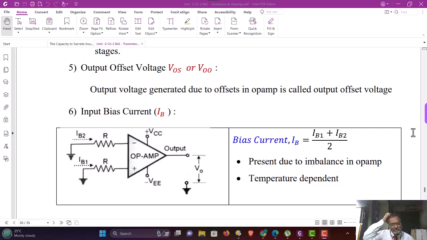The sixth parameter is input bias current. The current flowing through the input terminal is called bias current. Since there are two input terminals, there are two input DC currents flowing through the op-amp when both the inputs are grounded. IB1 is flowing through the non-inverting terminal, say, and IB2 is flowing through the inverting terminal. The bias current parameter IB is defined as the average value of these two bias currents, (IB1 plus IB2) by 2.